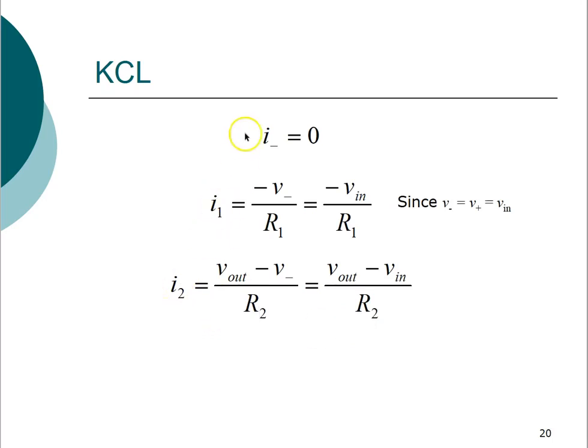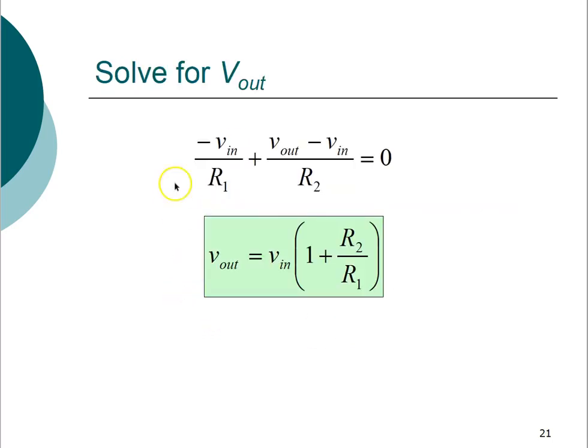Now what next are we going to do? We are going to add these three. Adding these three, we will get this value, which is equal to 0, and since the algebraic sum of all the currents is equal to 0, that's why we have equated this to 0. Now simplifying this equation and finding in terms of V out and V in, you will get this equation. So this is the equation for a non-inverting operational amplifier, and this equation is very important.